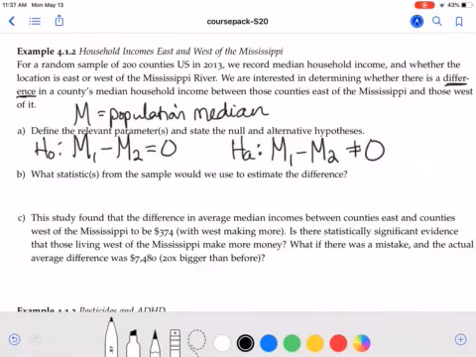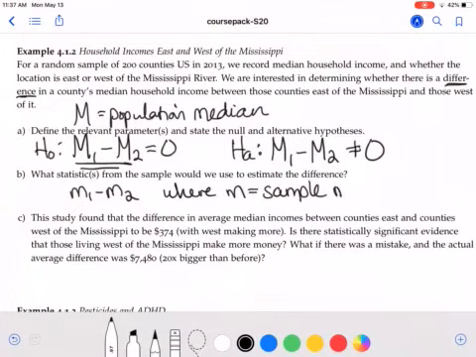So we want to know if the difference is other than 0, which would suggest that there's something different between M1 and M2. The statistic we would get from the sample then to help us look at the difference in these 2 population values would be the difference in the 2 sample values. And so this is where lowercase m stands for a sample median. So I would look at the sample median east of the Mississippi and west of the Mississippi for the sampled counties and take that difference and try to use that to test for what we have in A.